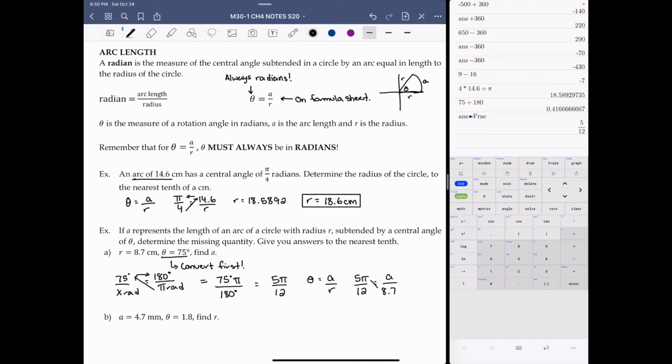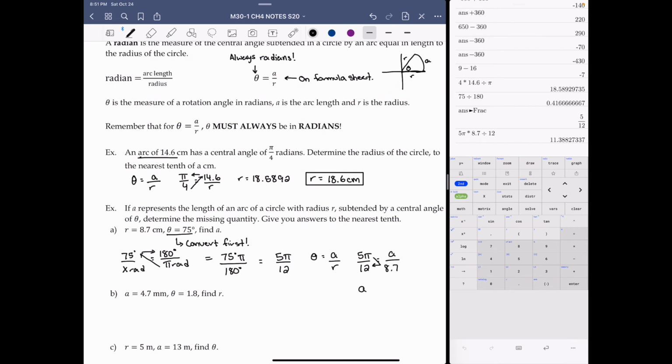Cross multiply and divide. 5 pi times 8.7 divided by 12. We get A equals 11.3882. So A equals 11.4 to the nearest tenth. And what units? Radius is centimeters, so this is centimeters.